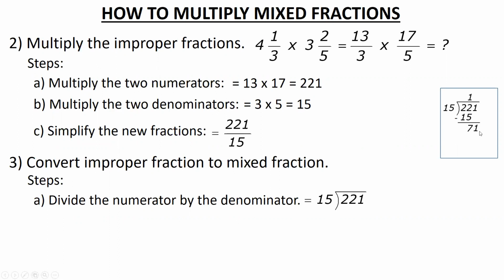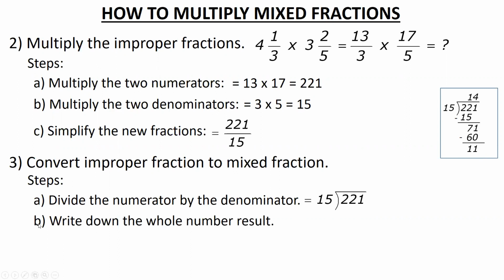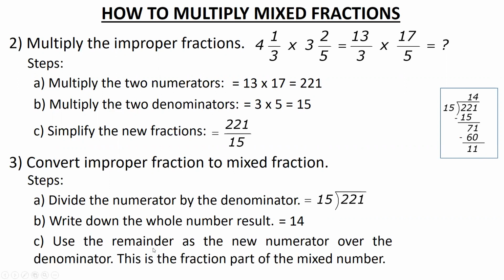And then next is 71 divided by 15. The answer is 4. And 4 times 15, it's 60. And then subtract, you have 11. And 11 is less than 15, so stop. So letter B is write down the whole number result. So the whole number, or the quotient, is 14. And then use the remainder, this one, 11.